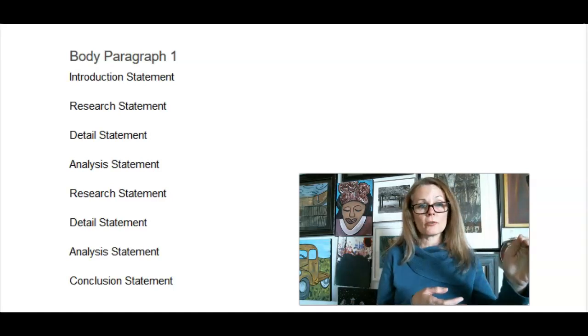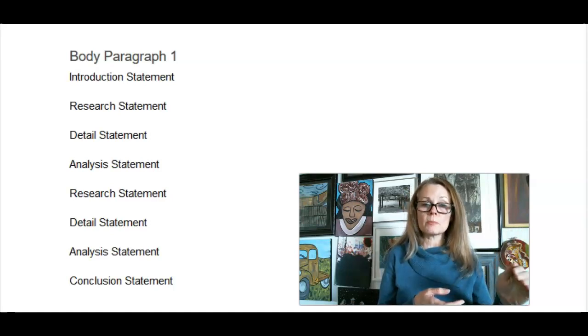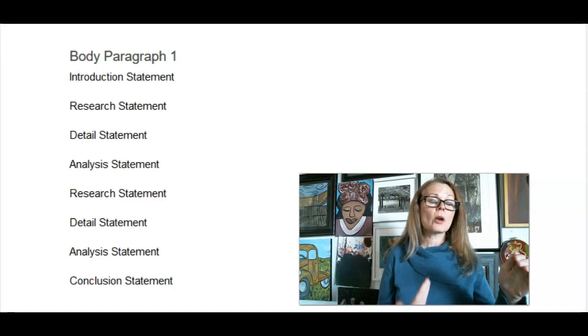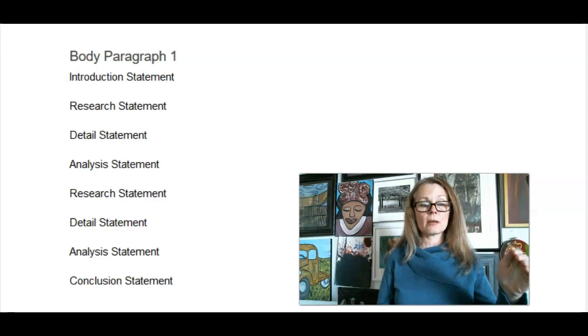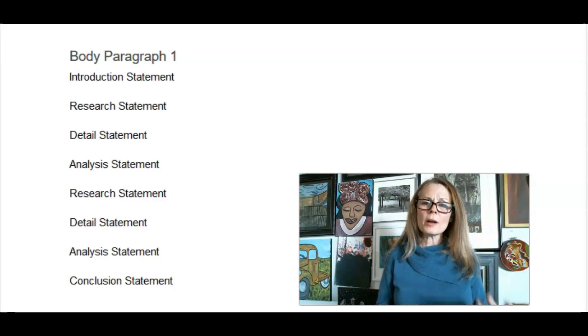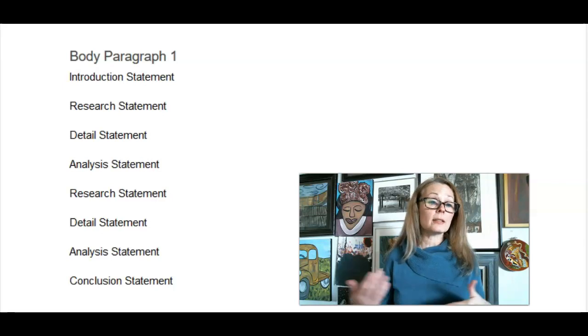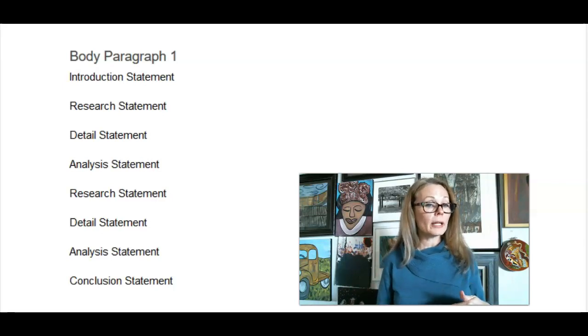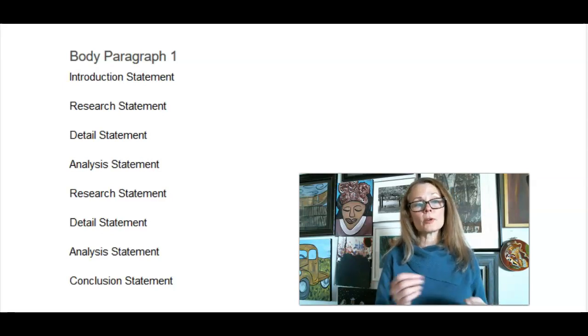So you're giving information from your research statement, okay? That's information that's coming directly from your source. You're expanding upon that in your detail statement, where you're giving additional information, maybe from that same source, maybe from a different source. Okay, that's an expansion statement there. And then you're analyzing, you're coming in and you're explaining, what does this mean? What are the implications of this? How is this connected to other topics or other subtopics that are related to your general topic and related to your research question? Okay.